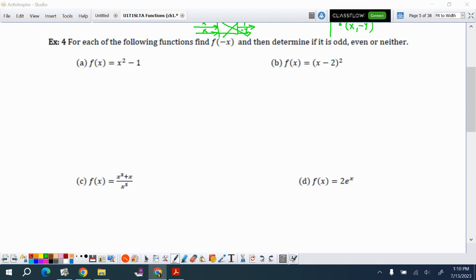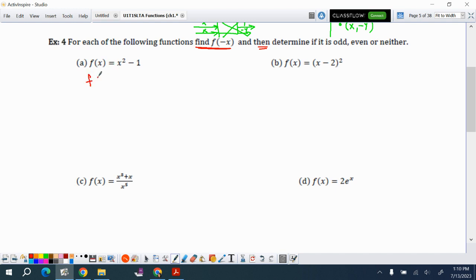Let's take a look at the examples here. You must know how to do this algebraically, and you have to follow the directions and answer the question. It says find f of negative x. That means you must find f of negative x, then determine if it is odd, even, or neither.